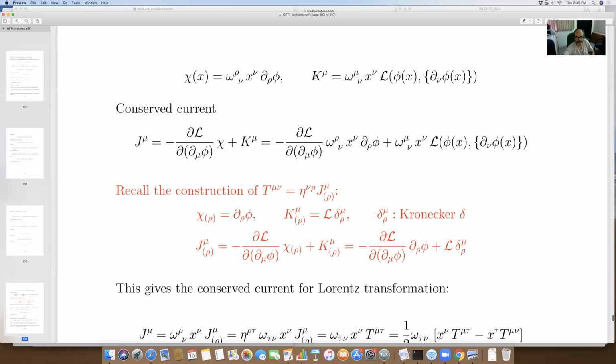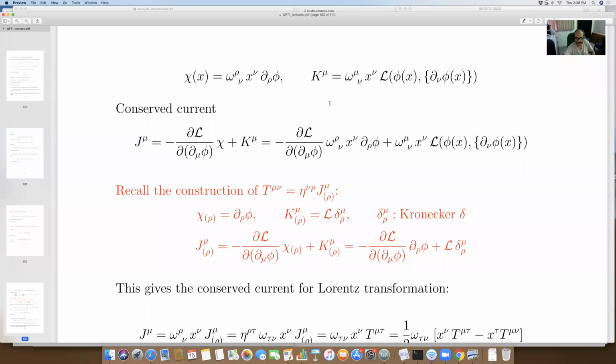So here I have written the expression for chi and k mu. And now this is the general expression for the conserved current that we had found. And all you have to do is substitute the expression for chi that we have found for the special case of Lorentz transformation, and substitute for k mu that we have found for the special case of Lorentz transformation. And that gives you this. So this J mu is the conserved current for Lorentz transformation.